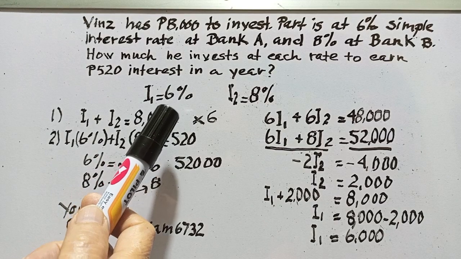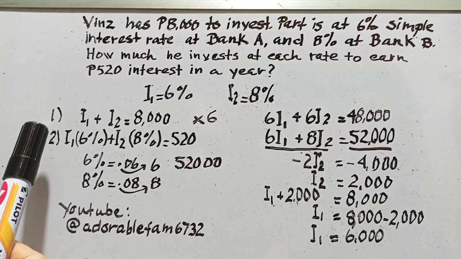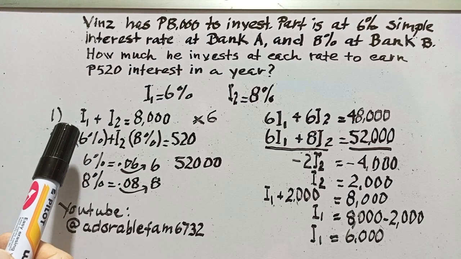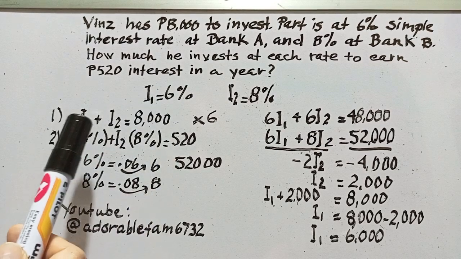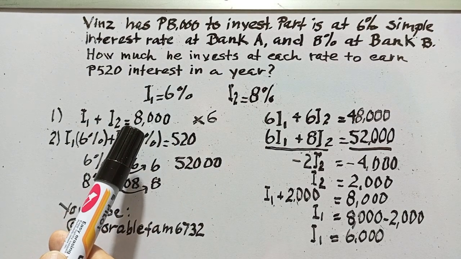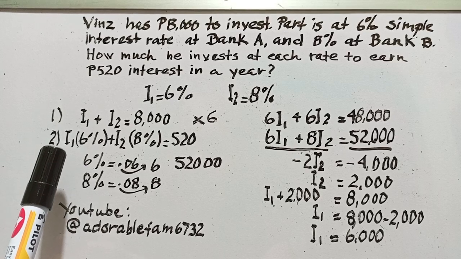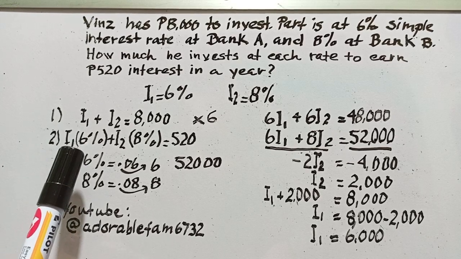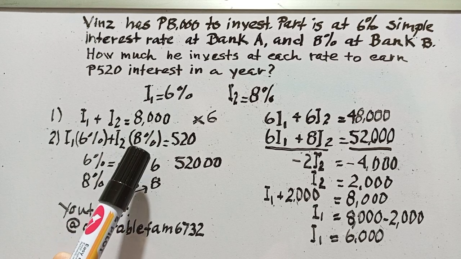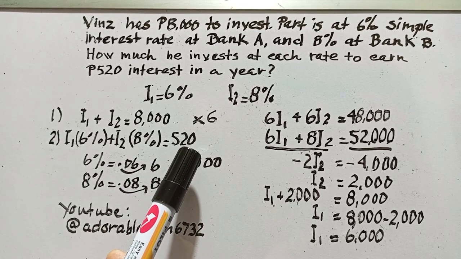Now, since we have two variables here, we will have also two equations. So we have equation 1. We have I sub 1, or the investment at interest 6%, plus I sub 2, the investment at 8%, the total is 8,000. And the second equation is the first investment at 6% interest rate plus the second investment at 8% interest rate. The interest in a year is 520.